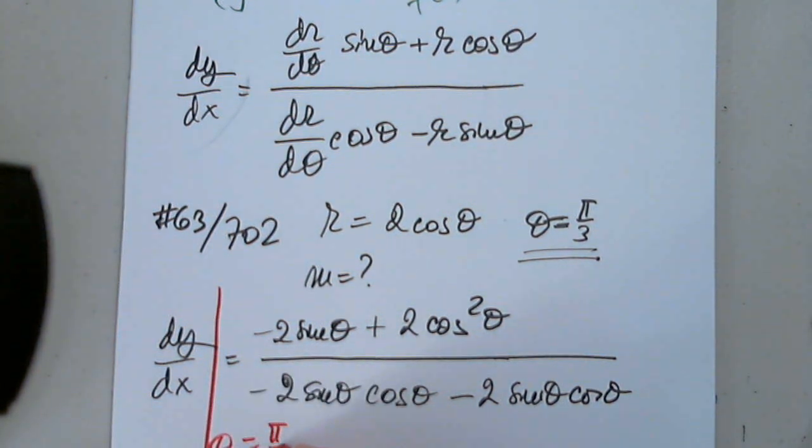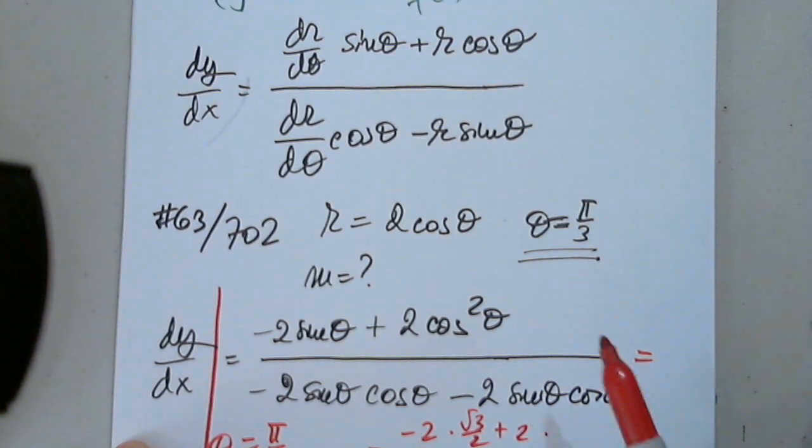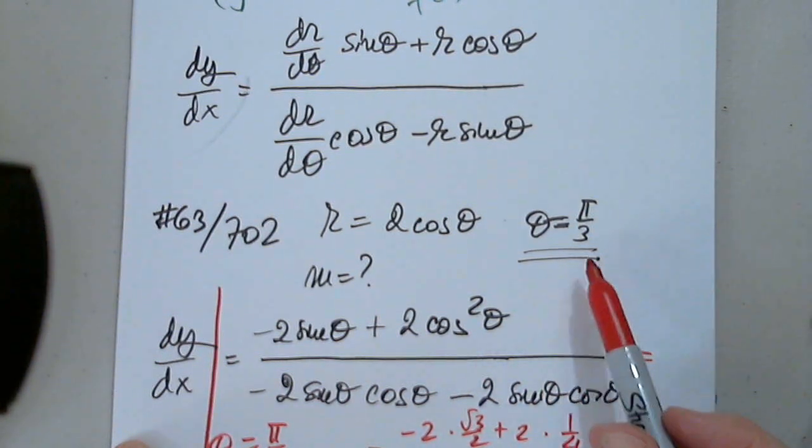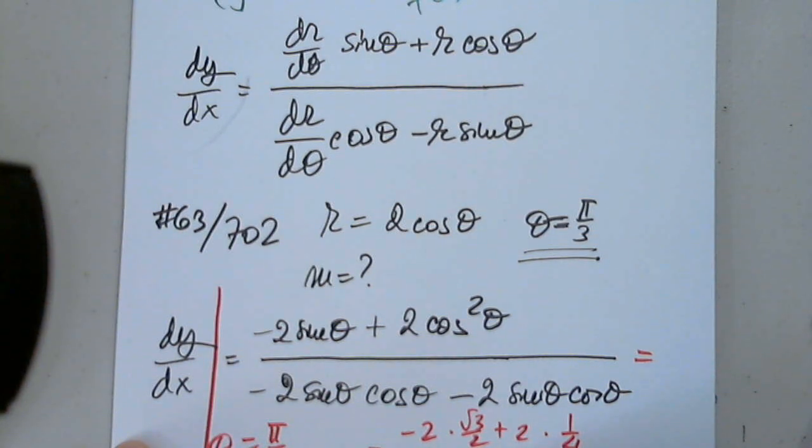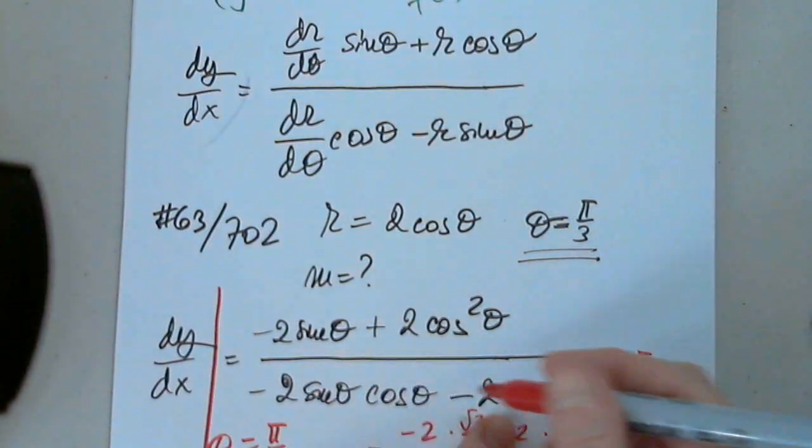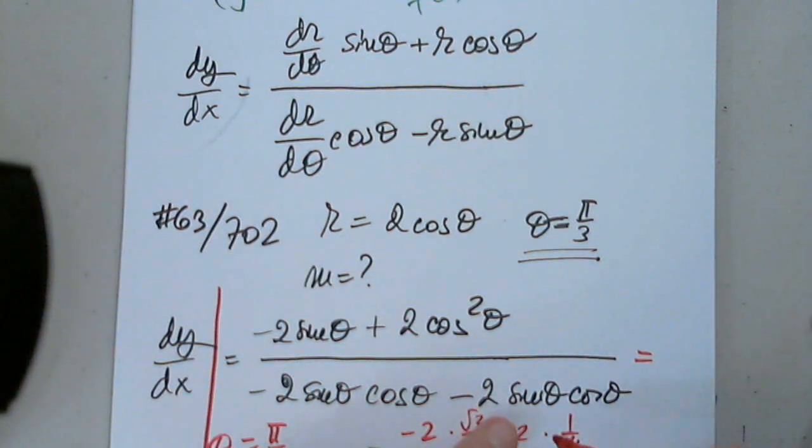Plug in theta equals pi over 3. So let's see what we get. So -2 sine pi over 3 is the square root of 3 over 2, plus 2 cosine pi over 3, which is 1/2, so I square that. -2 sine pi over 3 again is the square root of 3 over 2. Cosine is 1/2 minus 2 sine. I should have just said -4, same thing. So sine again is the square root of 3 over 2 and times 1/2. Okay, so let's see what we get.